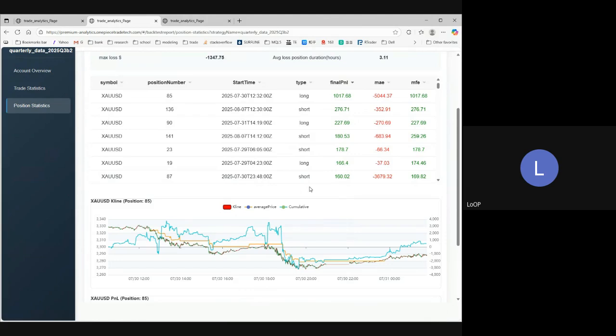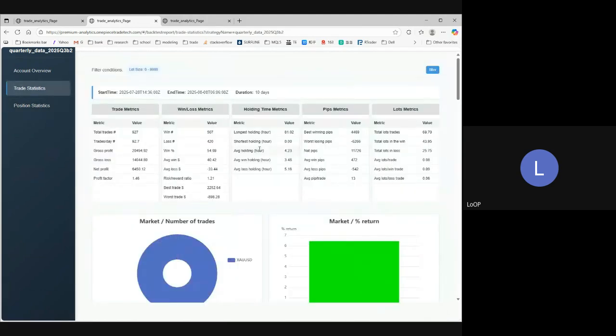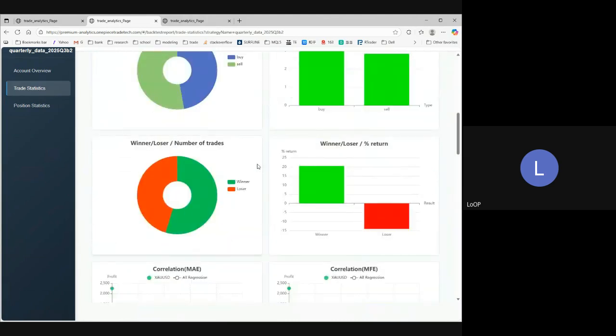Now, going to other parts of this report, in general there is a lot of information we can get from this reporting system. I hope this can help fellow traders in evaluating their performance and in their trading operations.